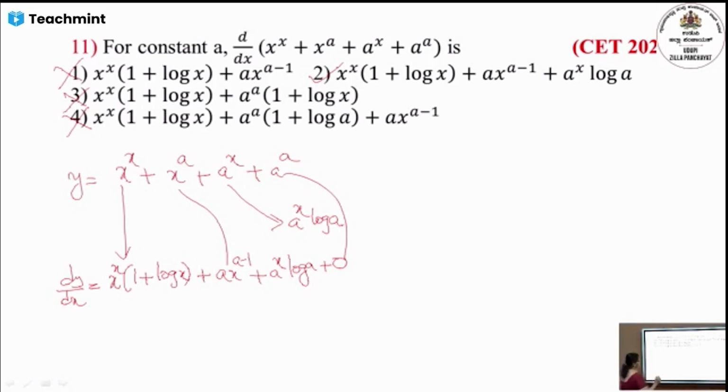But without differentiating, as I said, you should see which is the term that we can easily find out. So a power x derivative is a power x log a. That is there in only one option. Therefore, that should be the option. Suppose that term is there in two or more, then we have to look for whether there is x power x derivative or x power a derivative. So which is the answer? Second option.